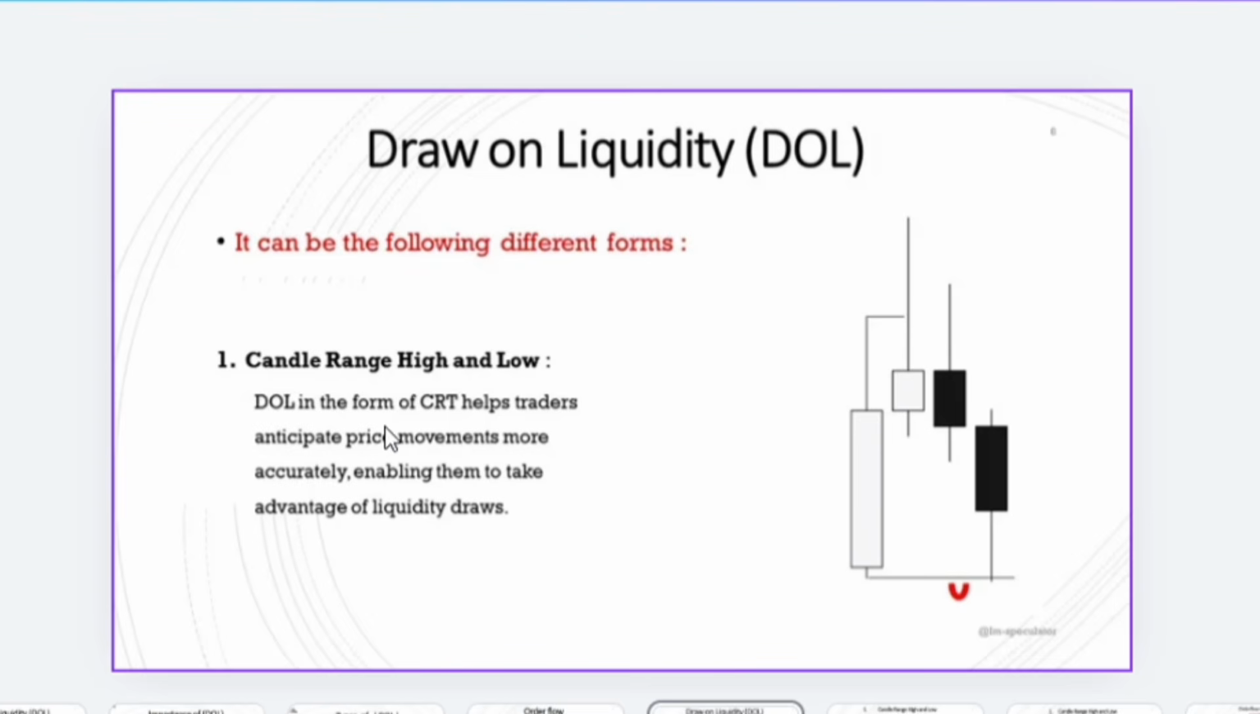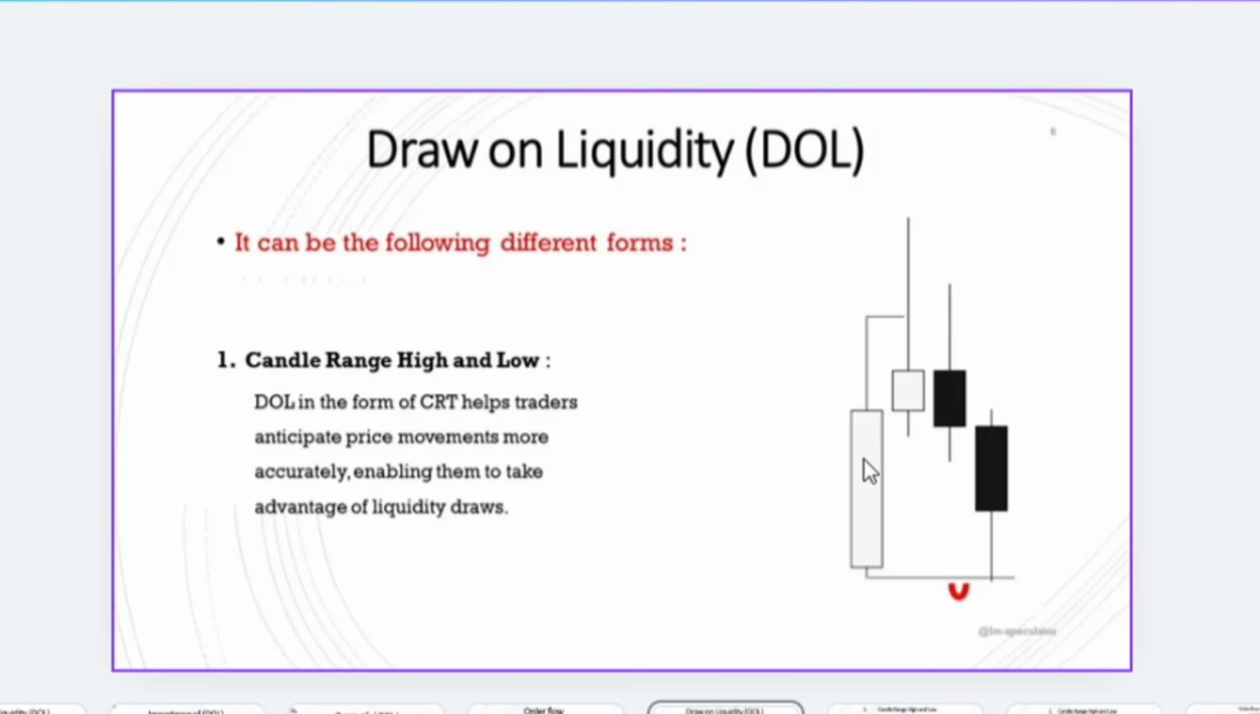Okay, but let's read this out. Draw on liquidity is the form of CRT. In form of CRT helps traders anticipate price movements more accurately, enabling them to take advantage of liquidity draws. This is the Asian range 4-hour candlestick, and this is the open of this particular candlestick, and price swept liquidity above. What are we expecting? We're expecting to go down.